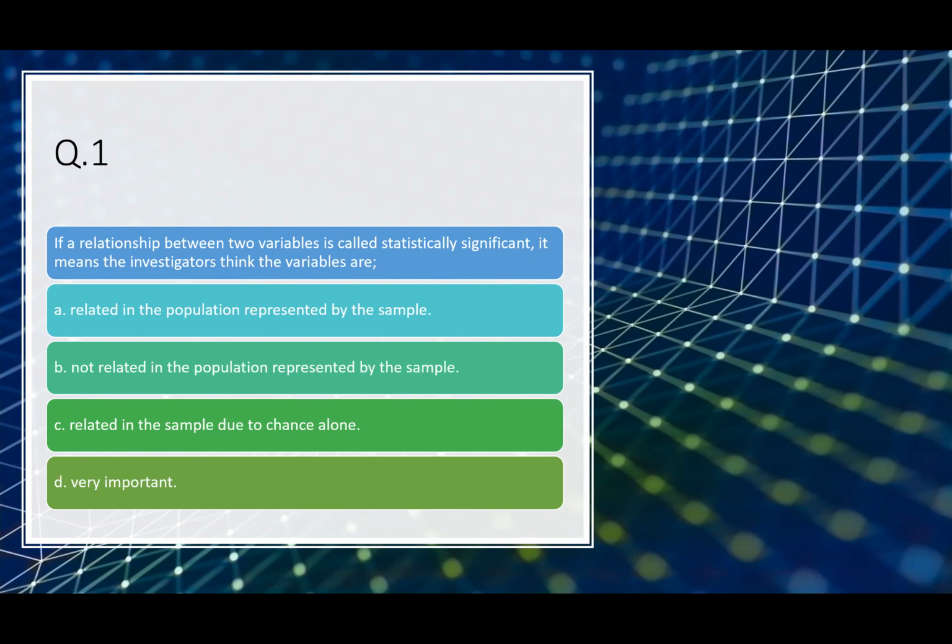The correct answer is A. I have said if a relationship between two variables is called statistically significant, it means the investigator thinks the variables are related in the population represented by the sample. It means we always generalize inferential study the results of the sample to the population. So if it is significant, we think it is related to the population. So the option A is correct.